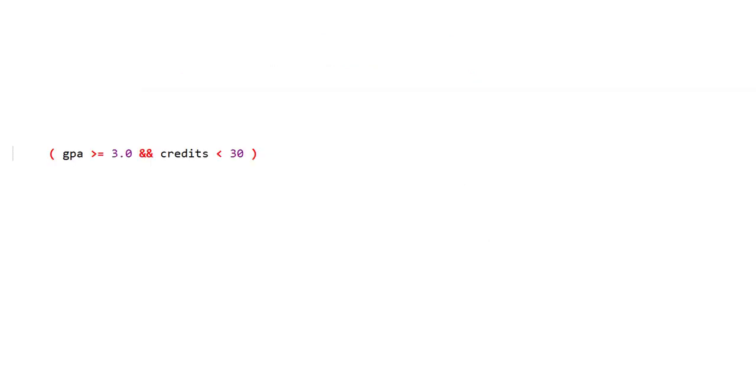So let's go ahead and take a look at our example that we're using, our GPA of greater than or equal to 3.0 and credits of less than 30. Let's give it some values. Okay, let's assume that the GPA was 2.7 and credits are 22. If we make that assumption, the GPA of 2.7 is greater than or equal to 3.0, and that's false. If we also make the assumption that credits are 22, then it's less than 30. Well, that part's true.